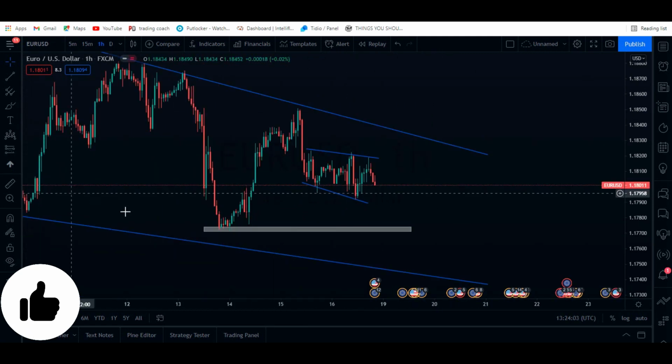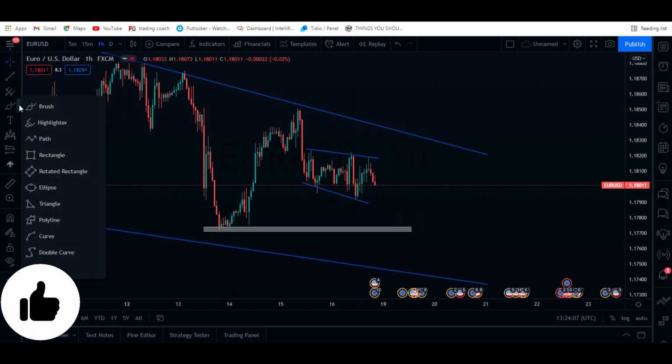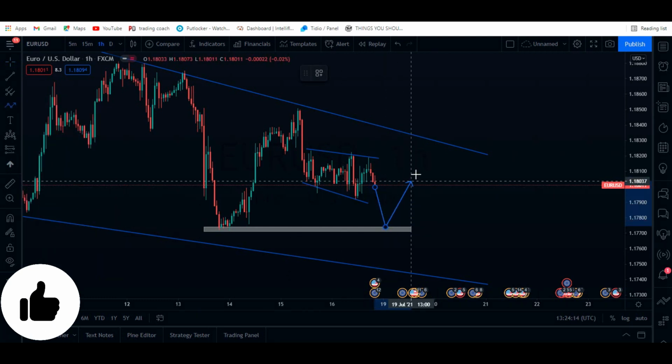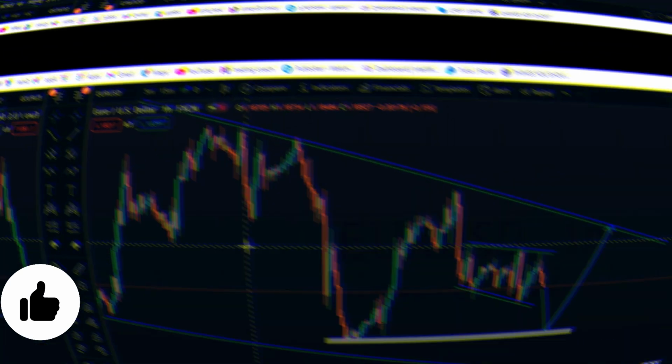So what I'm going to do right now is wait until the market reaches this point right here, and once it reaches that point, that's when I will feel comfortable to go in with some buying opportunities. So that's my view on Euro USD. Now let us switch to AUD USD.